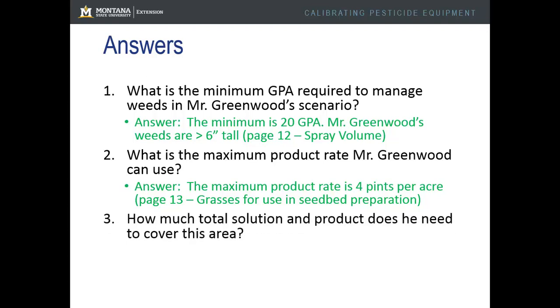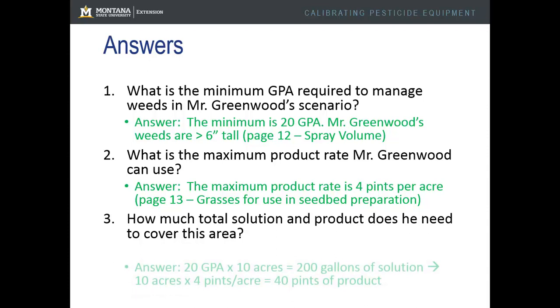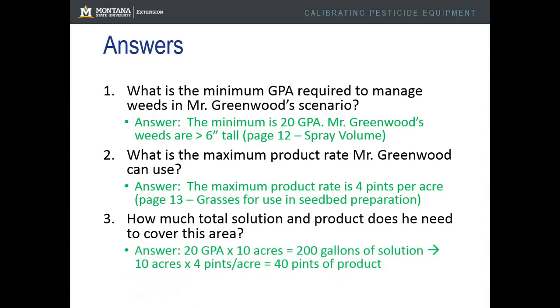Question 3. How much total solution and product does he need to cover this area? Answer: by taking 20 gallons per acre and multiplying times 10 acres, we determine he would need 200 gallons of solution. To determine total product, we multiply 10 acres times the product rate of 4 pints per acre. He would also need 40 pints of product for this spray application.